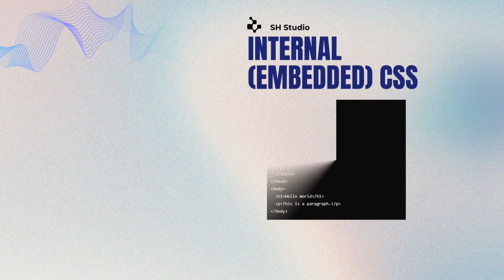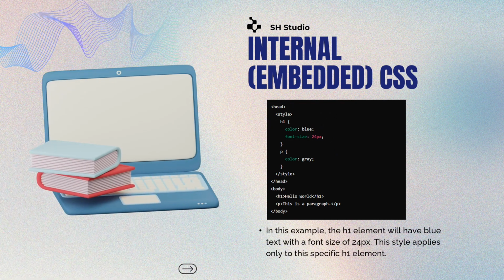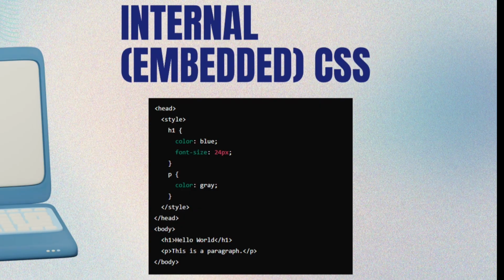Now we will be reviewing an example of an internal embedded CSS. As you can see in this example, the style applies only to the h1 element on this particular page without affecting other pages. And in this example, the h1 element will have blue text with a font size of 24 pixels. This style applies only to the specific h1 element, as you can see.